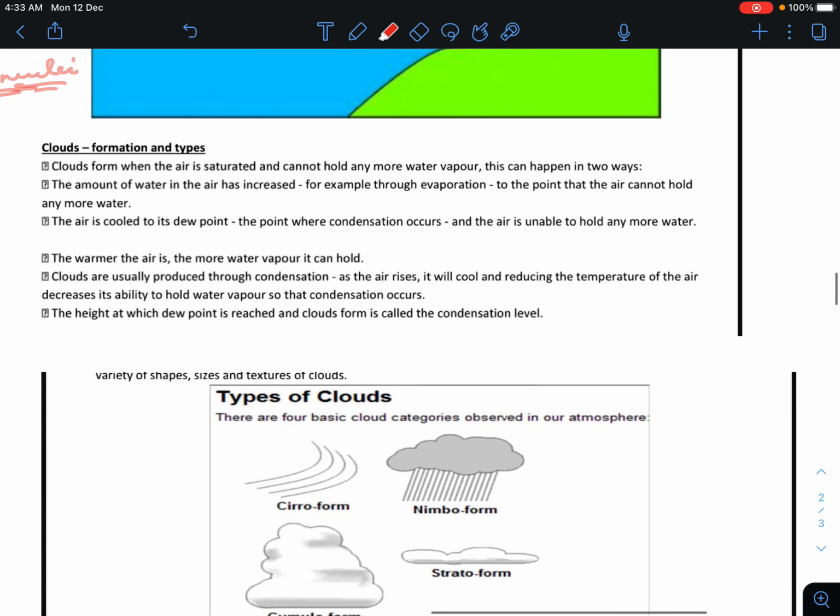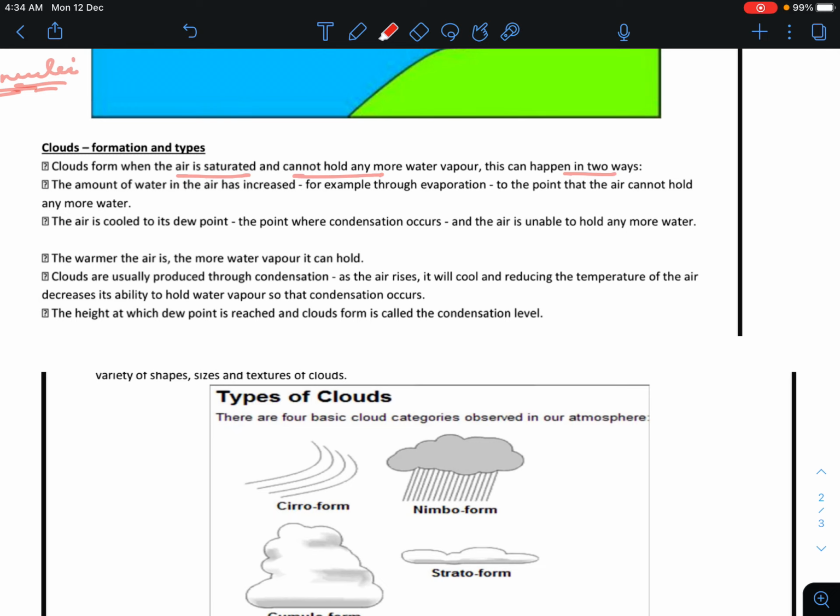Now we have different types of clouds, which we will study. Clouds form when the air is saturated, when the RH becomes 100%. An RH of 100% means that the air cannot hold any more water vapor, and this can happen in two ways. So the cloud forms when the air becomes saturated and cannot hold any more water in the atmosphere.